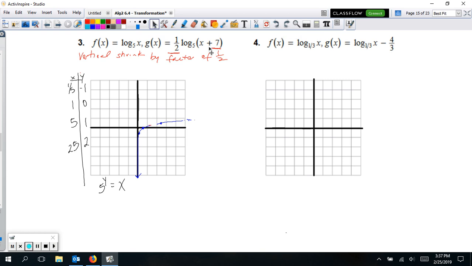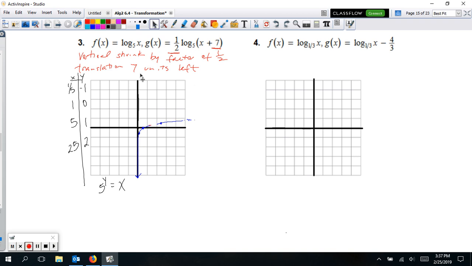And then we talk about this +7 inside here. So this would be an h number because it's inside with x. So the h number is always going to either go left or right, but it's always going to be the opposite of what we see here. So really it's going to be -7, which is going to go 7 units to the left. Negative means going to the left. So it's really going to translate, or translation, 7 units to the left. So that's what we talk about with describing the transformation from the f of x to the g of x function, how this is going to be translated.